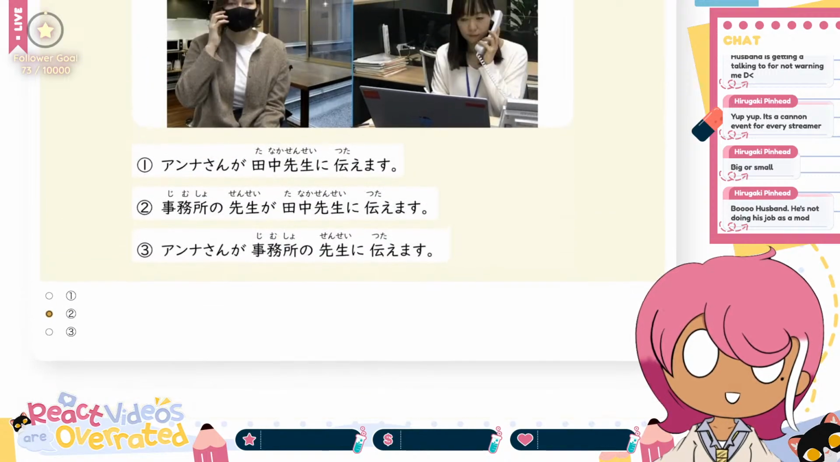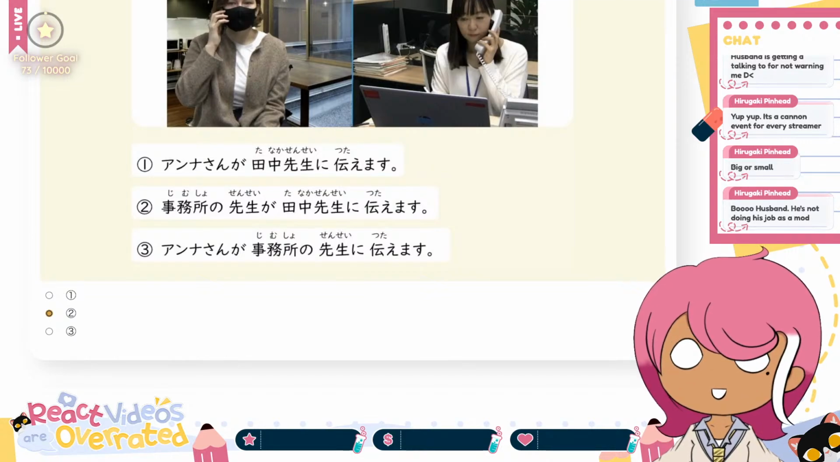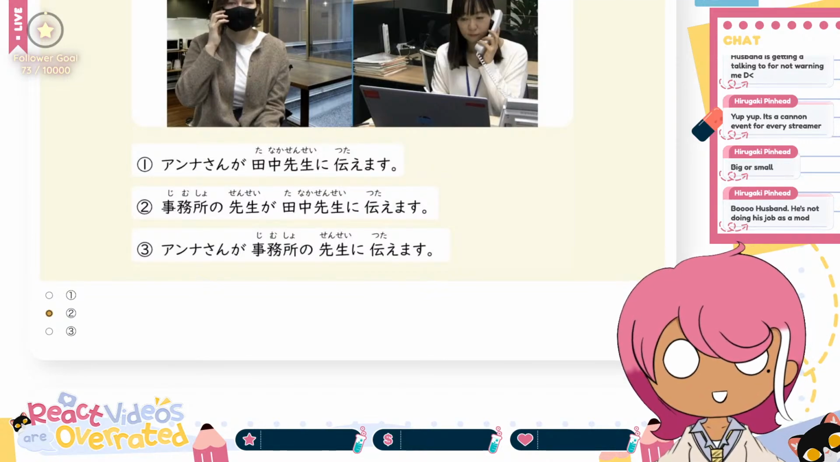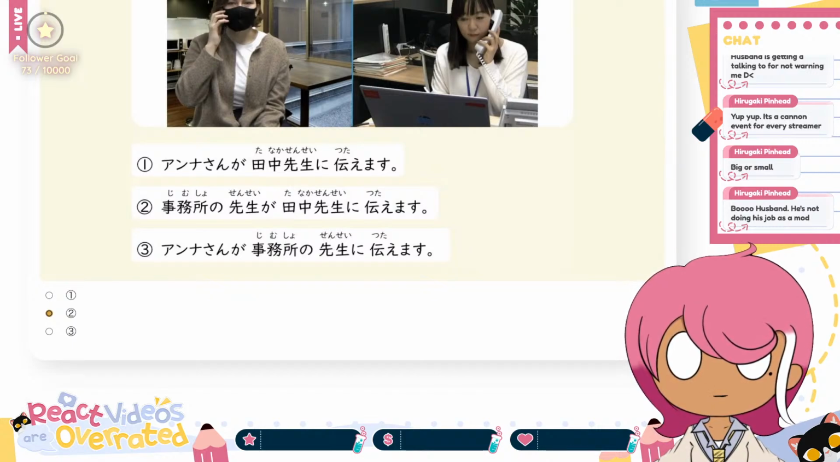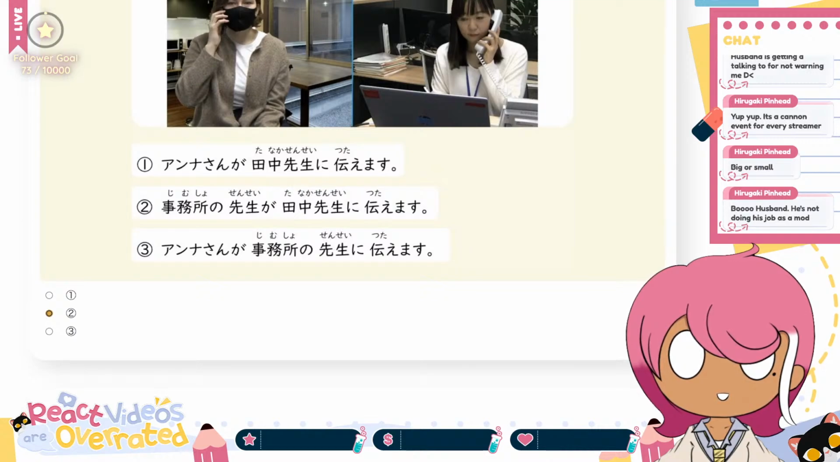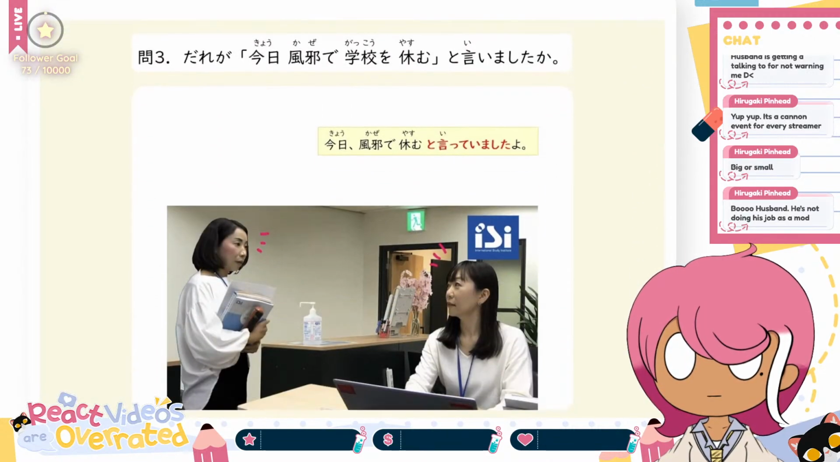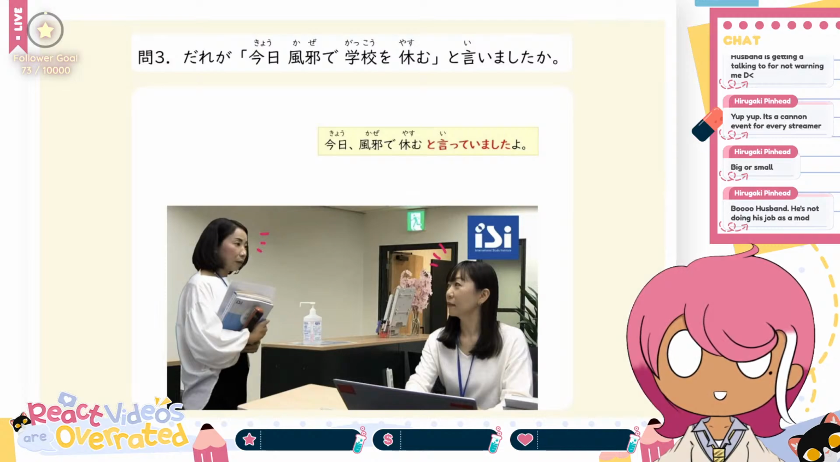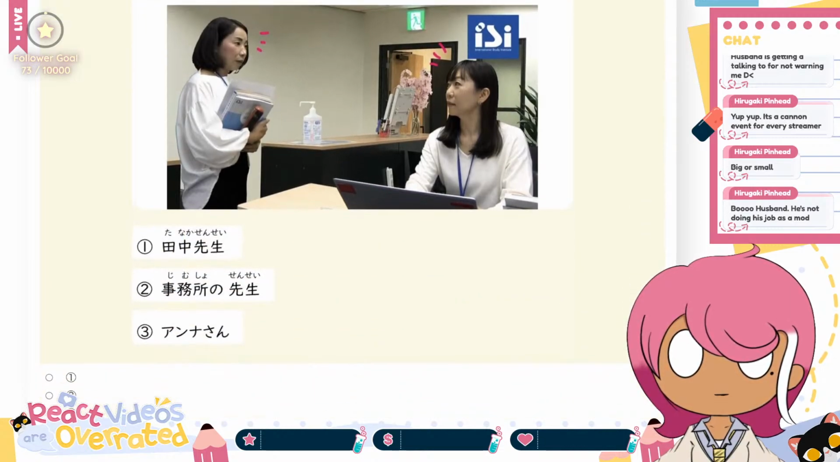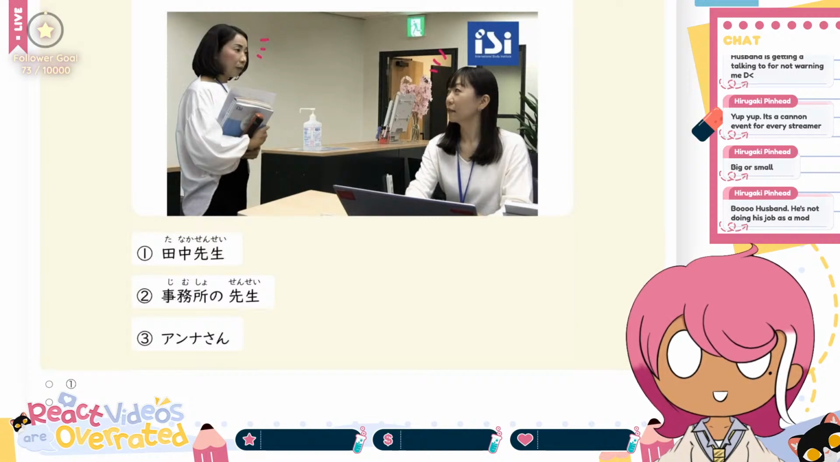Not exactly sure which one it should be. Because Anna right now, with that request, is conveying the message to her. But she will later convey the message to Tanaka. So I don't know if they want 2 or 3. I guess we'll find out. 誰が今日風邪で学校休みだから Anna, right?